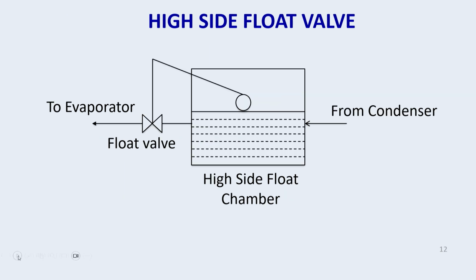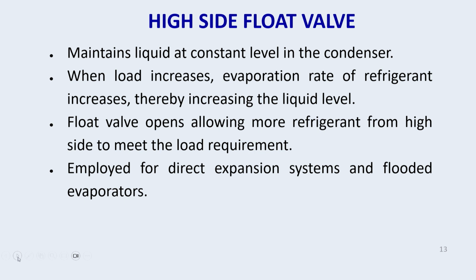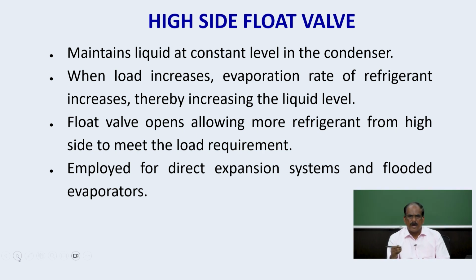Let us move to the next one, float valve. There are two types of float valve. One is the high side float valve, another one is the low side float valve. If the float valve is maintaining the liquid refrigerant at a constant level in the condenser, it is called high side float valve. And if the float valve is maintaining the liquid level constant in the evaporator, then it is called low side float valve, because condenser refers to the high side and evaporator refers to the low side.